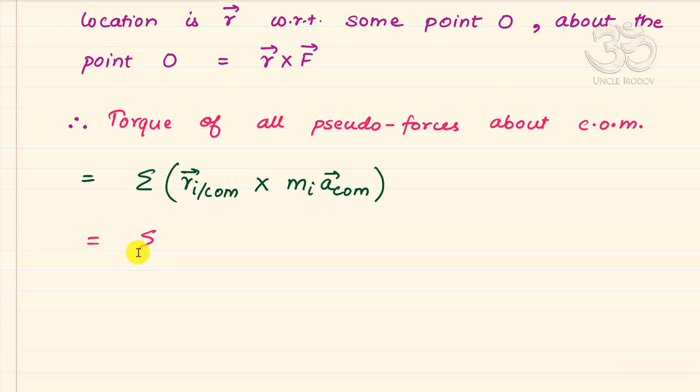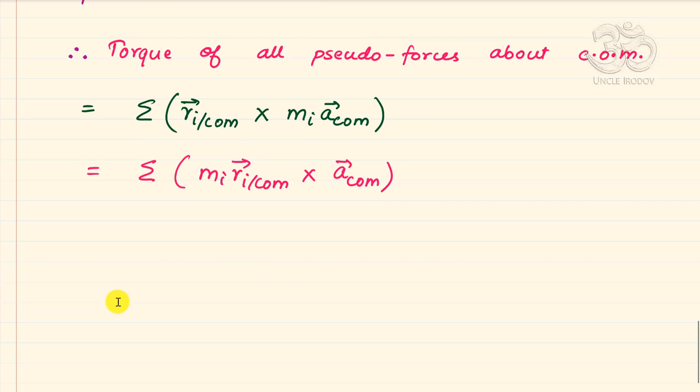I play around with some vector properties and I say this is Mi Ri with respect to the center of mass cross A center of mass. So what I've done is I've taken this scalar number here and put it with this Ri center of mass. Now why do I do that? The reason is that when I write out this summation in the expanded form, I will have M1 R1 center of mass cross A center of mass. So let me show you that also.